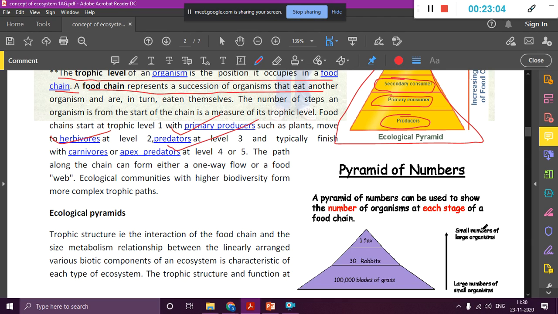We human beings, being omnivorous, consume primary producers as well as consumers. We are non-vegetarian and vegetarian as well. So we fall in two categories. We are both carnivores and herbivores at the same time.